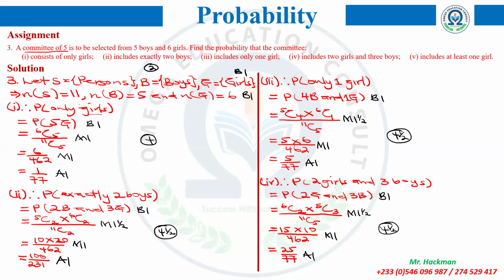Probability that the committee consists of only girls will be equal to. So only girls means we are dealing with 5, so all the 5 should be girls. So 5 girls. Okay, so at this point, this will be equal to, and anytime this is supposed to be equal to, there should be an equal to here. Okay, that's your first step.